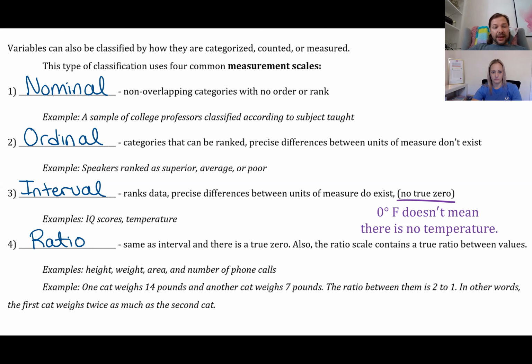Another example is, say one cat weighs 14 pounds, another cat weighs 7 pounds. So the ratio between them is 2 to 1. That's the idea of a ratio: because you have an absolute zero, you can say exactly that the cat weighing 14 pounds weighs twice as much as the cat weighing 7 pounds.